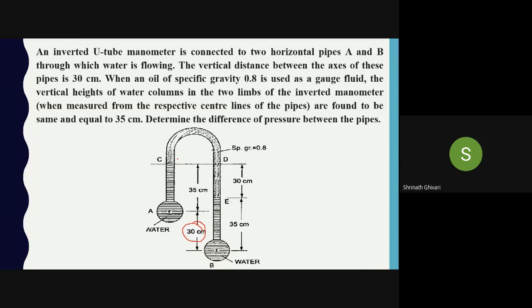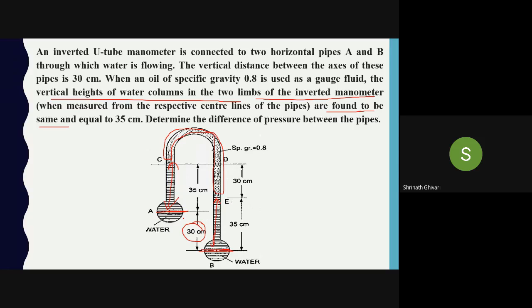When an oil of specific gravity 0.8 is used as a manometric liquid, the vertical height of water column in the two limbs of the inverted manometer, when measured from the respective center lines, this is one center line, from this center line to the oil level, this is the water column, the vertical height of the water column, are found to be the same.